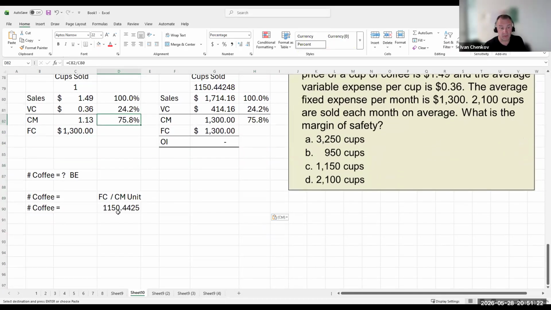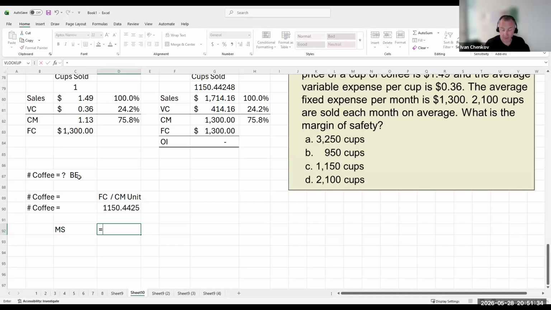So at break even, I know that I'm selling 1,150 cups. Currently, I'm selling 2,100. So where's my margin of safety? Margin of safety is going to be 2,100 that I'm currently selling minus the units that I need to sell. If I round it up, it's going to be 950 cups above break even.